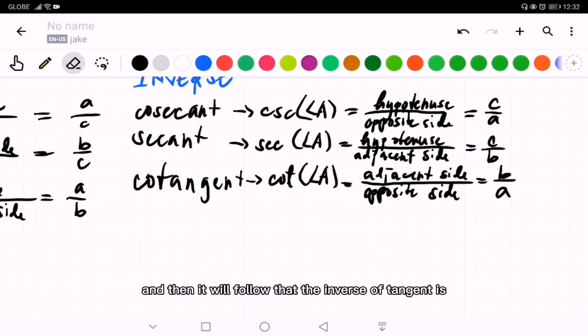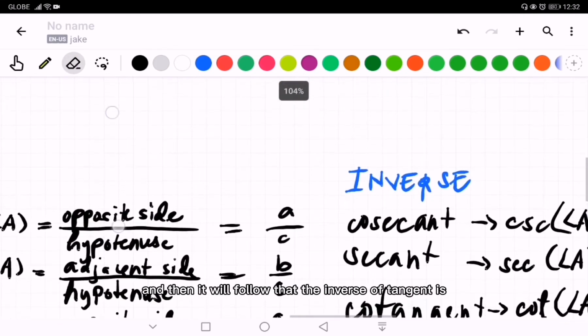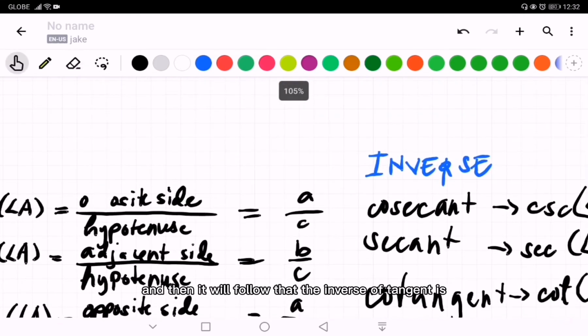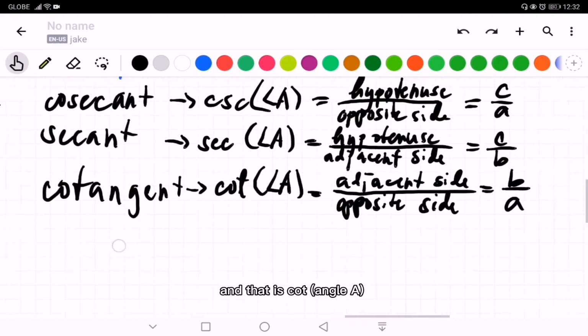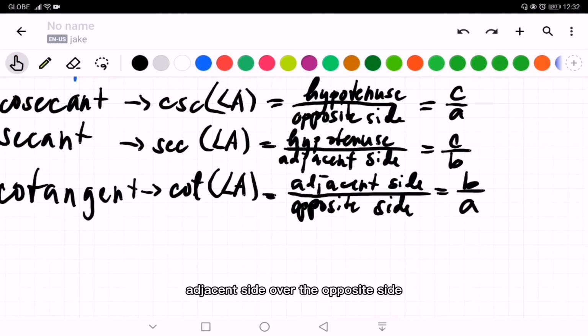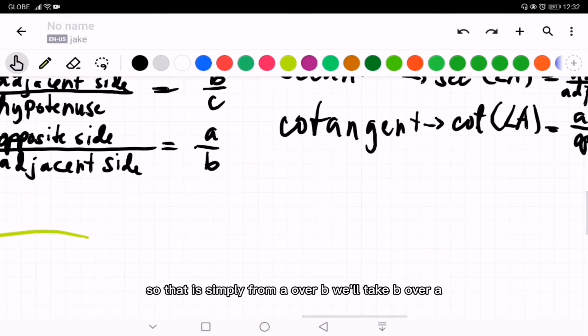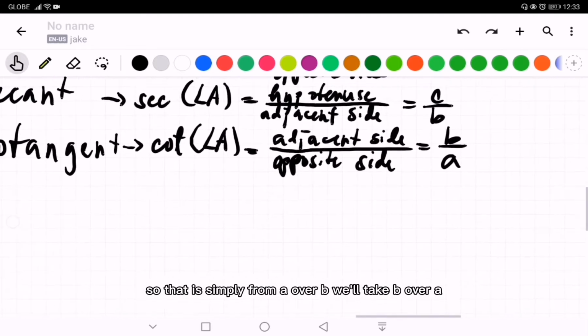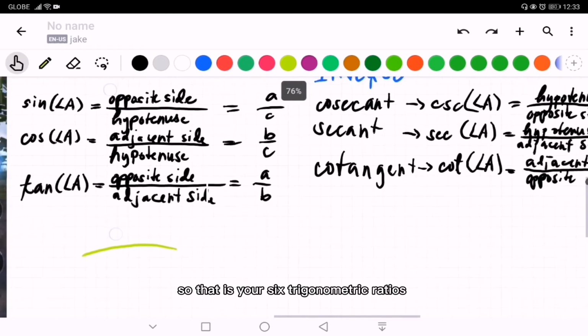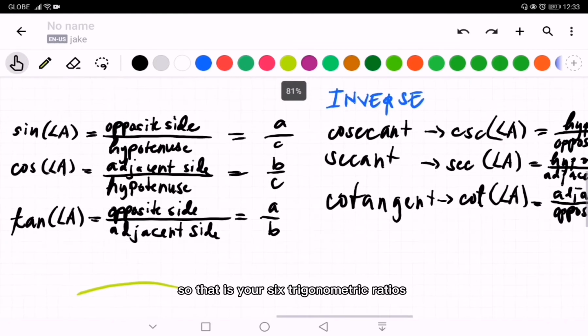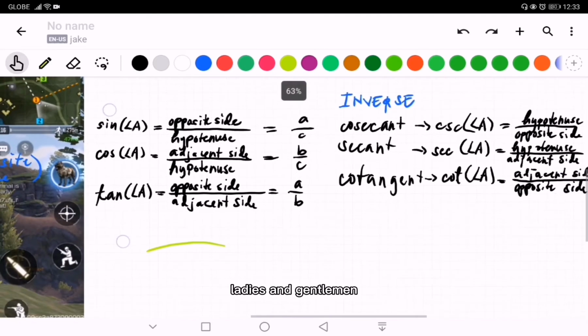And then it will follow that the inverse of tangent is cotangent, and that is cot angle A, adjacent side over the opposite side. So that is simply from A over B, we'll take B over A. So that is your six trigonometric ratios, ladies and gentlemen.